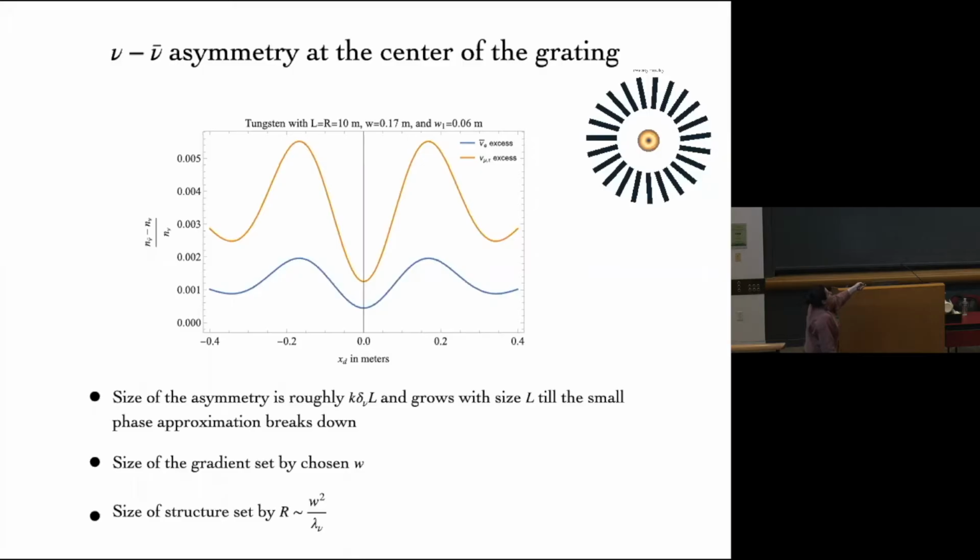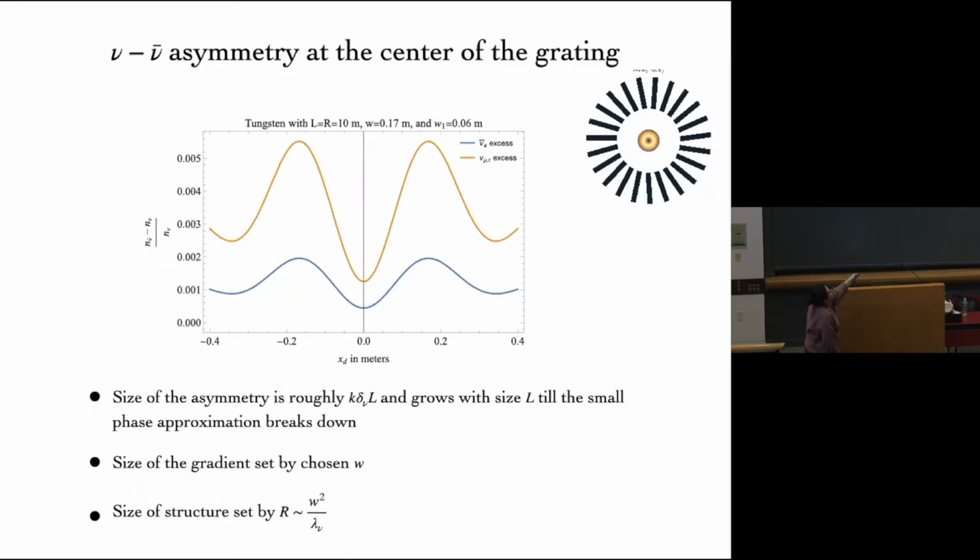So as long as the momentum of the neutrino k times delta, the difference of the index of refraction from 1, and L is much less than 1, then the maximal asymmetry that you get is of that order. So it grows with the size L of the structure until, again, the small phase approximation breaks down.